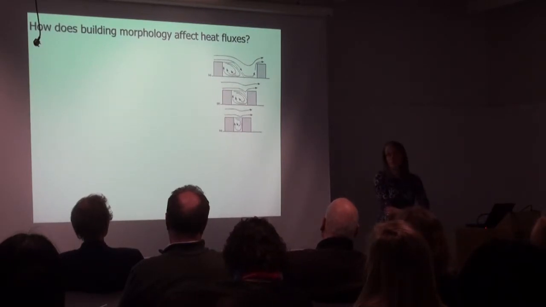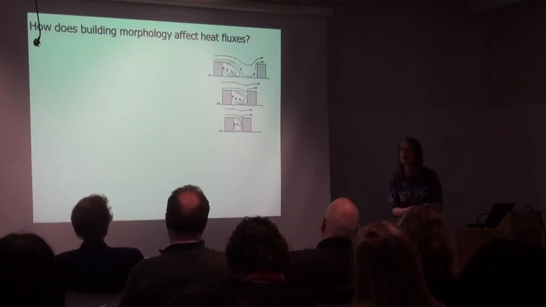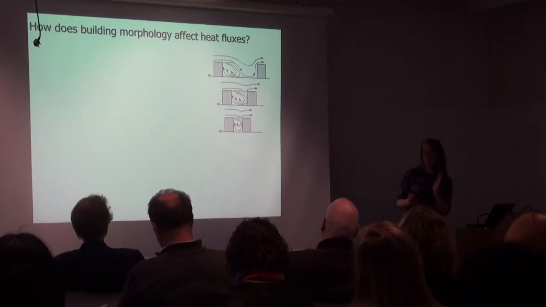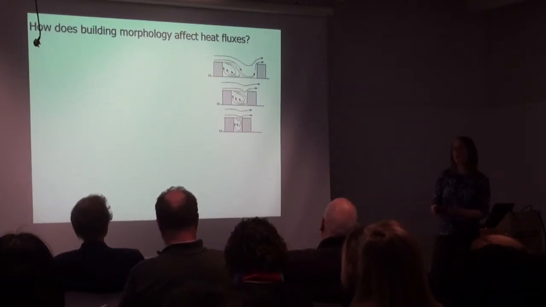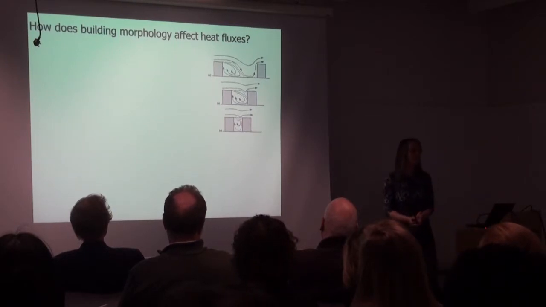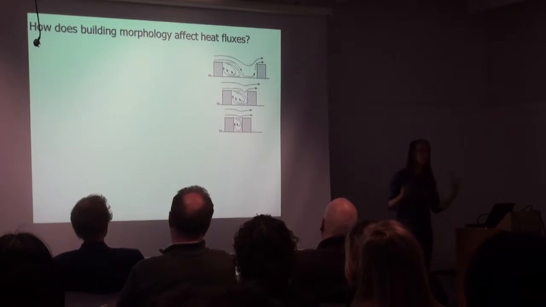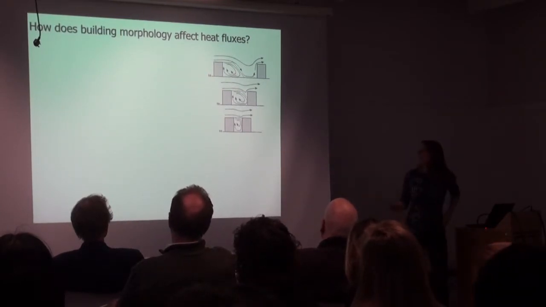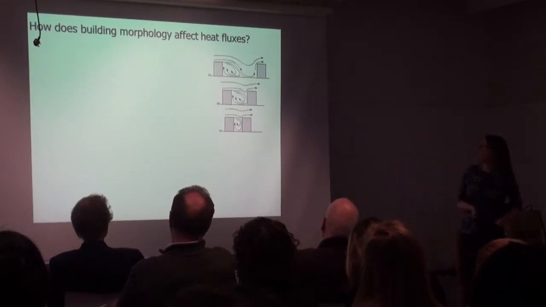And it's not only them, there are around 26 models around the world now which are starting to simulate weather forecasts in urban areas. This is because the resolution of the model is getting down to like 1.5 kilometres, which is what you see on the telly every night, but they're starting to push it down to 100 metres. So these are models which give us a data set about urban climate like never before, if we can trust them. The question we were going to ask initially was how does building morphology affect heat fluxes?